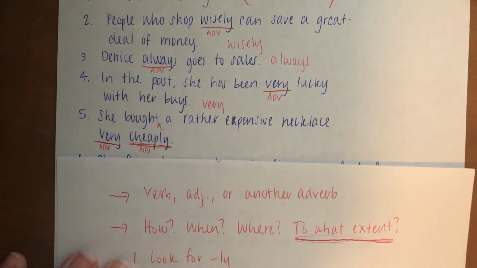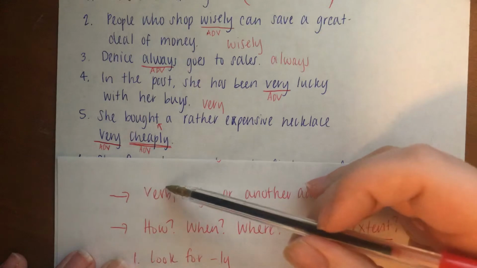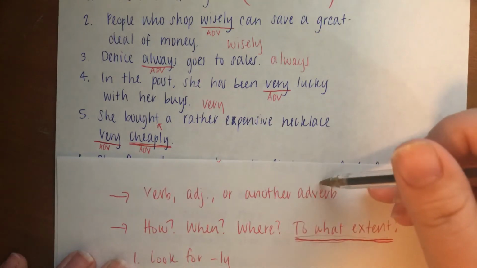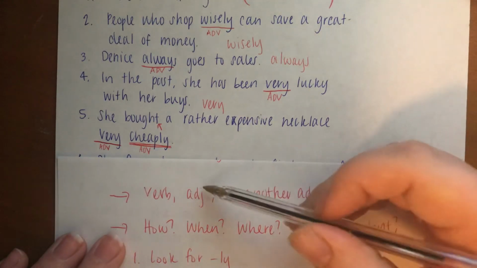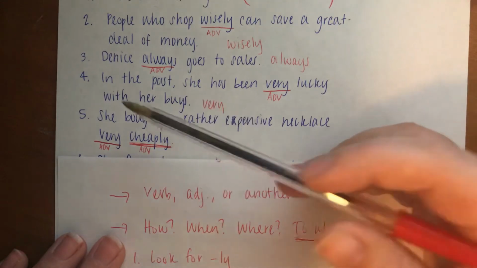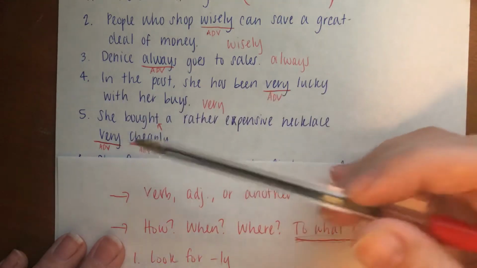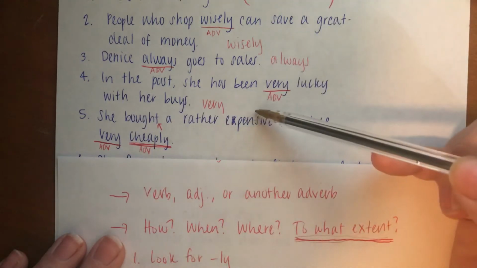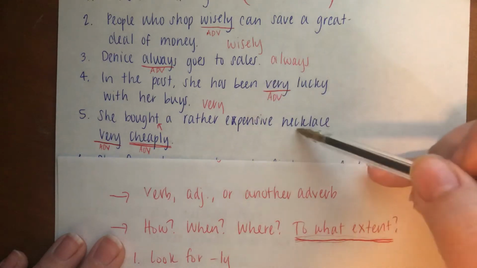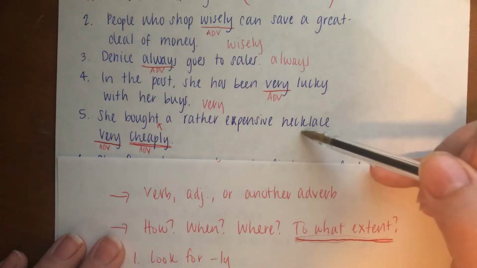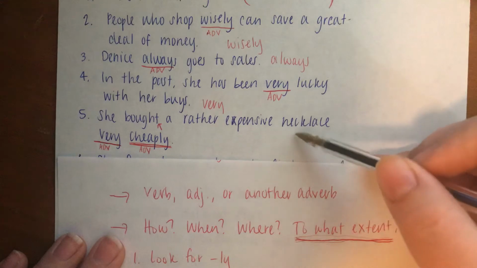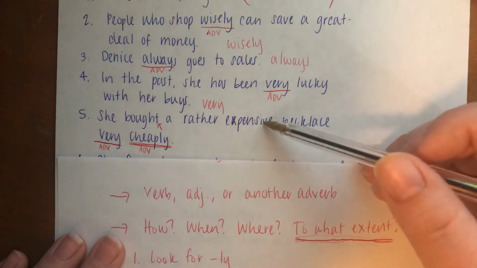All right, so now that we have an adverb modifying a verb and an adverb modifying another adverb in the sentence, we're going to look at adjectives because that's what's left. She bought a rather expensive necklace very cheaply. Expensive is an adjective here. It's describing necklace. What kind of necklace? Expensive. Okay, to what extent?